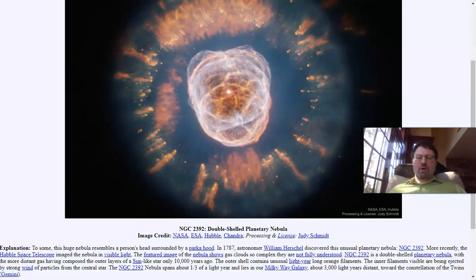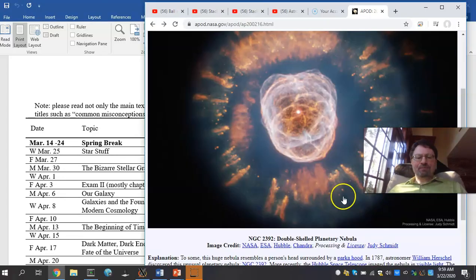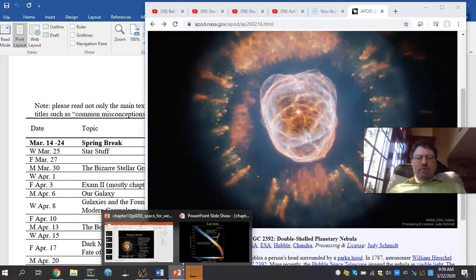And this particular one is on the order of a third of a light year across. So rather big. Remember, the distance from the sun to the next closest star is a little more than 4 light years. And so this is a rather large spatial extent for these nebulae. All right, so let's move on.